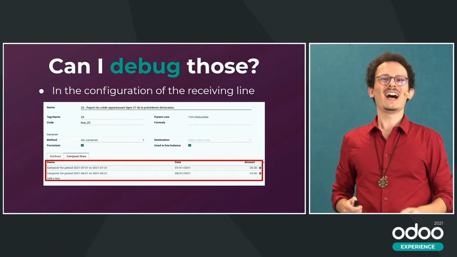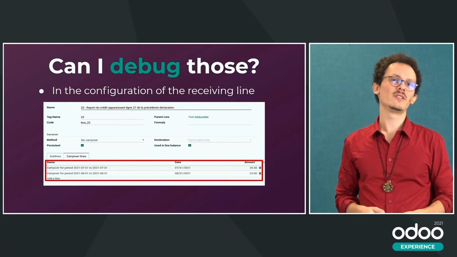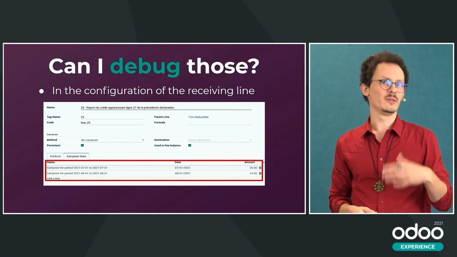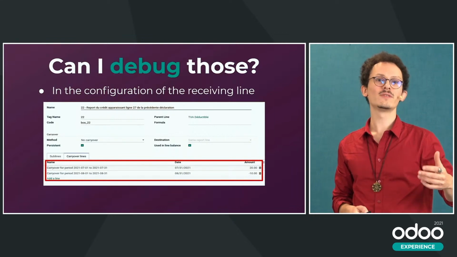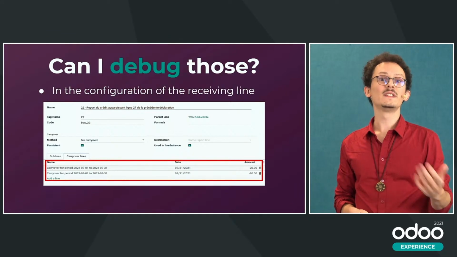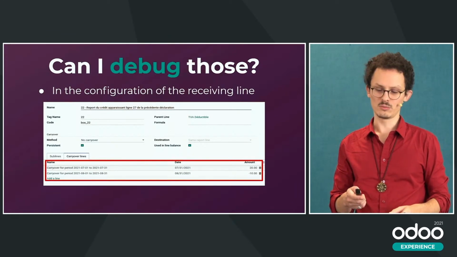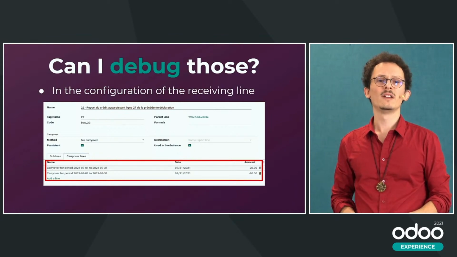Last question you might ask is, can I debug those lines? So yes, you can. In debug mode, just open the tax report lines form, and on this form you have the carryover lines listed in a distinct tab, as you can see here. It's pretty user-friendly, and you can edit them, change them as you want if needed.